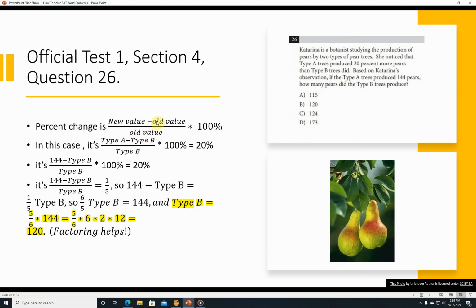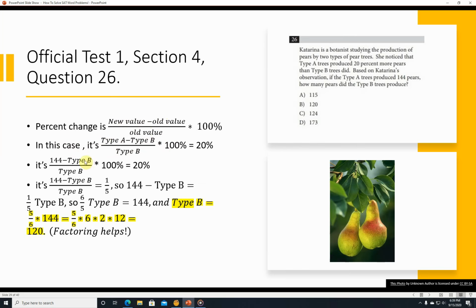So whatever you're subtracting from the new value, that goes on the bottom. And that includes if the old value is greater than the new value. You can have a negative percent change. So, that would be a decrease. So in this case, it's type A minus type B over type B times 100% equals 20%.